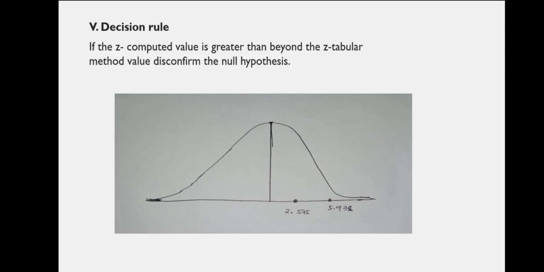In conclusion, since the z computed value of 5.938 is greater than the z tabular value of 2.575 at the 0.01 level of significance, the alternative hypothesis is confirmed, which means that there is a significant difference between the two groups.